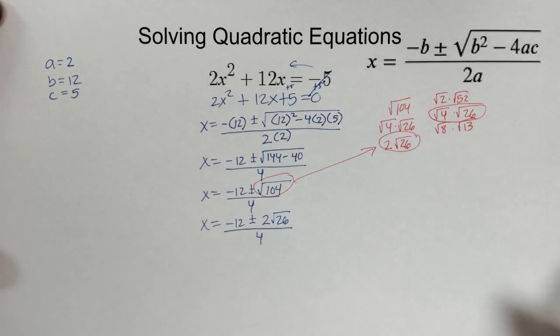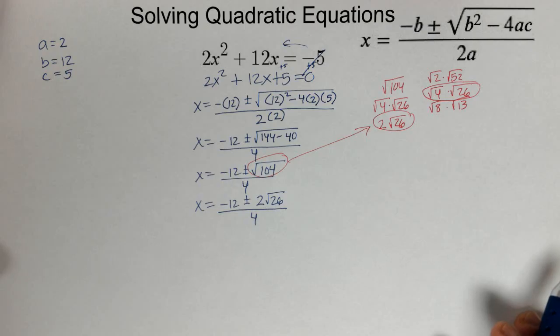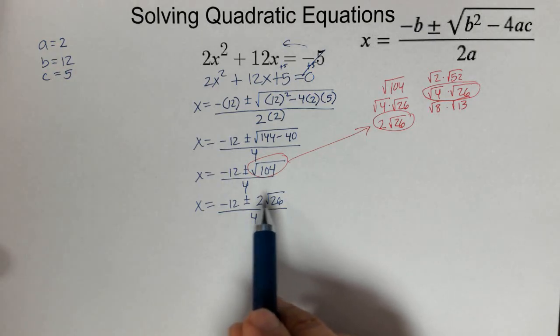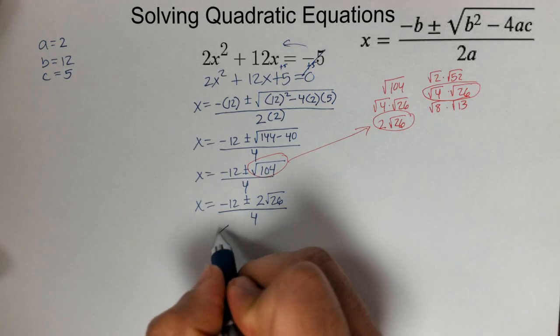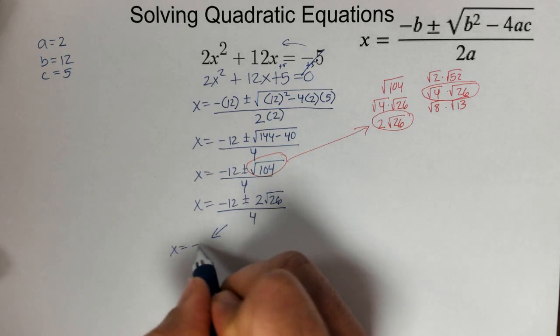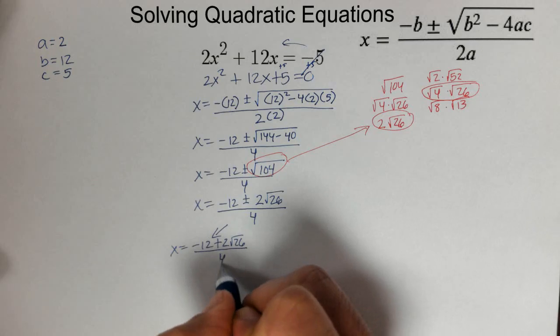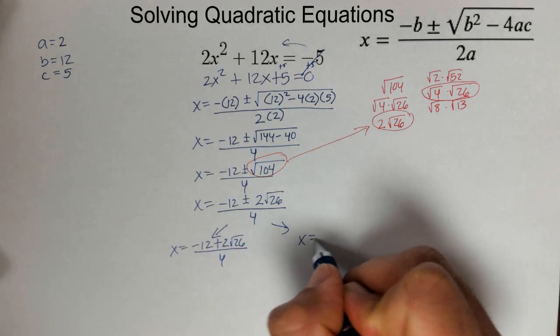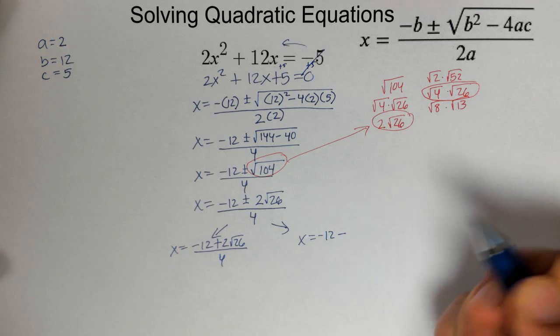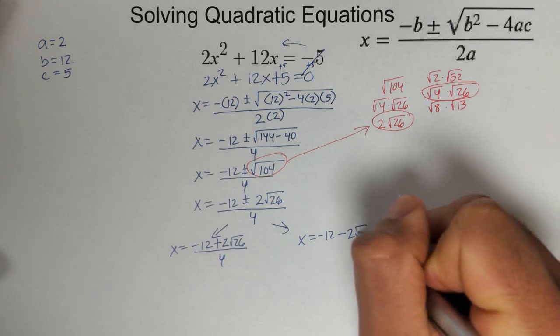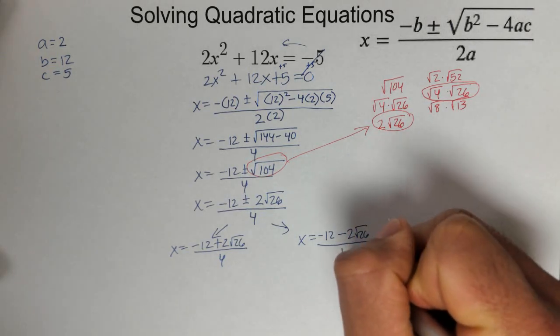Now here, I'm going to split the problem into 2 parts, right? Because I have a radical, I'm not going to be able to simplify it to a nice whole number, but I can split this into x equals negative 12 plus 2 radical 26 over 4. And the other side, x equals negative 12 minus 2 radical 26 over 4.